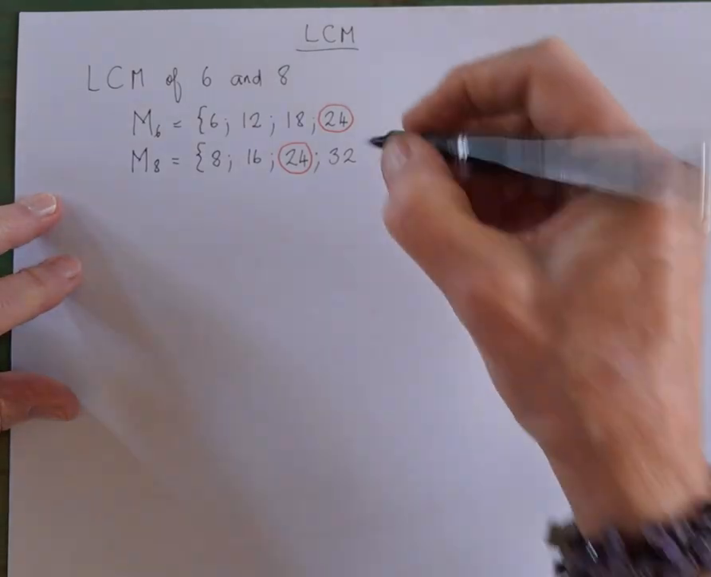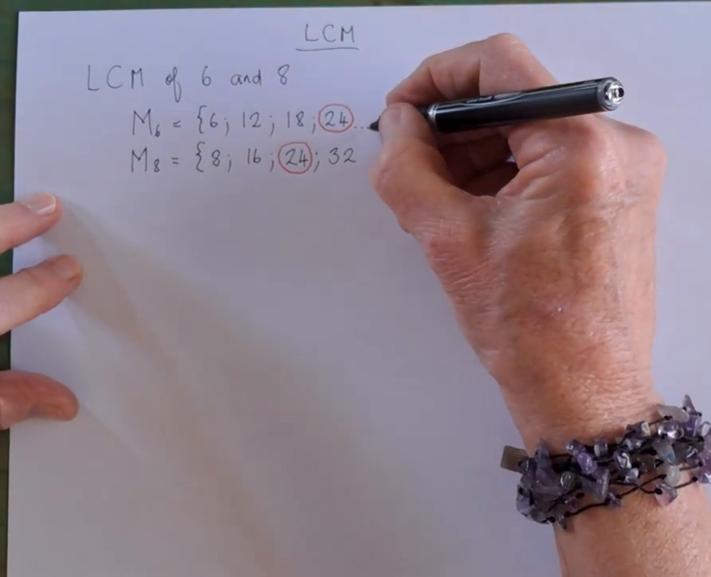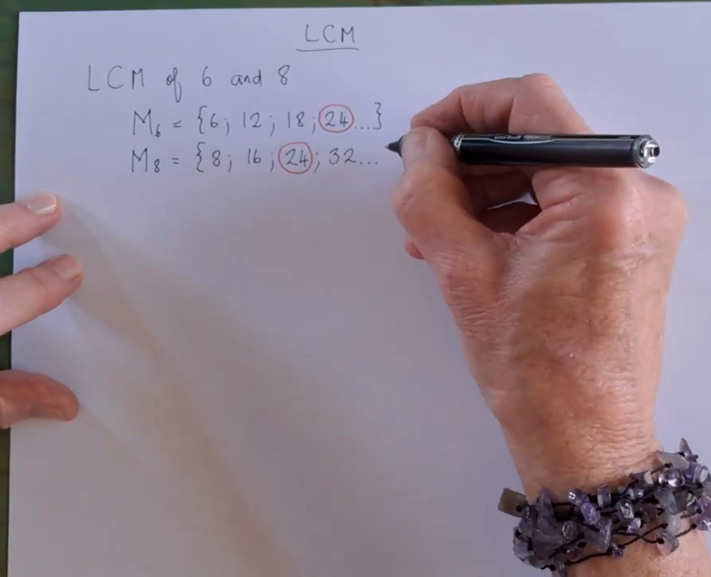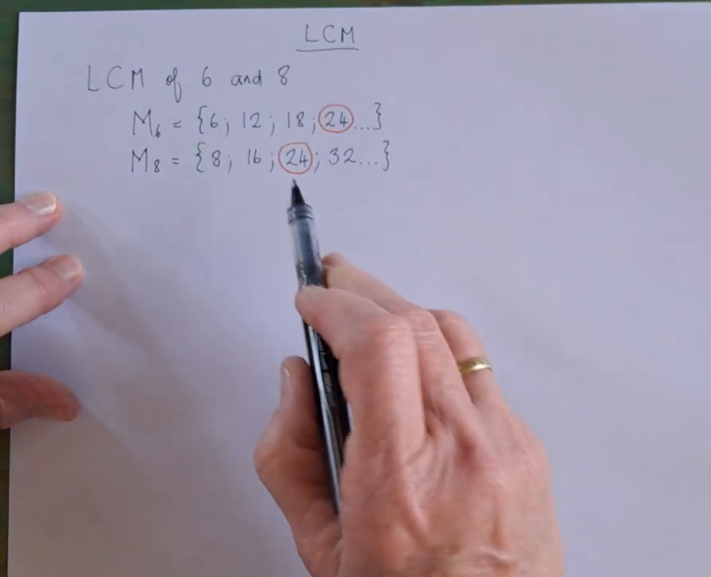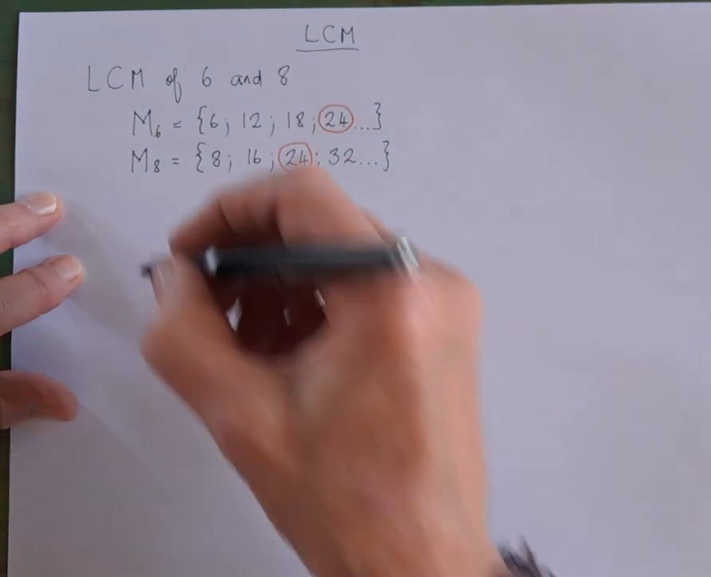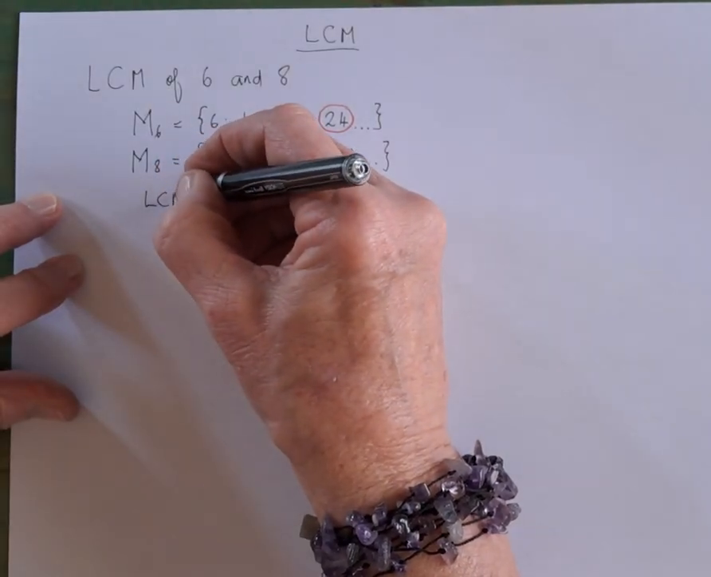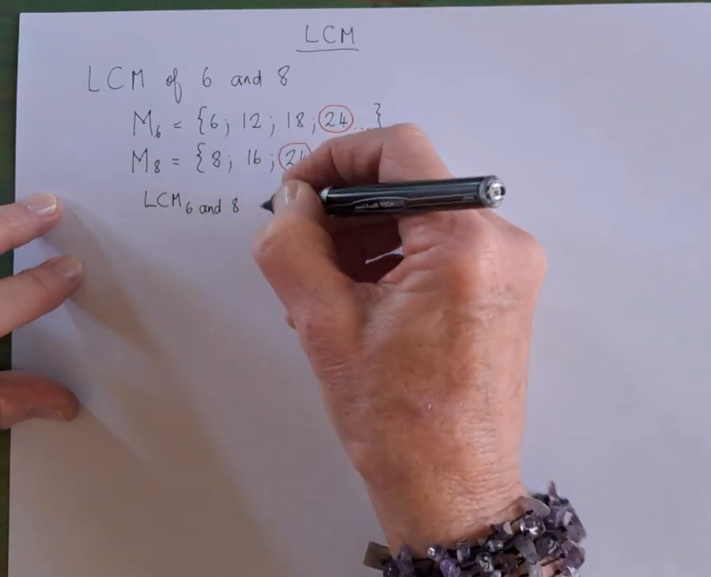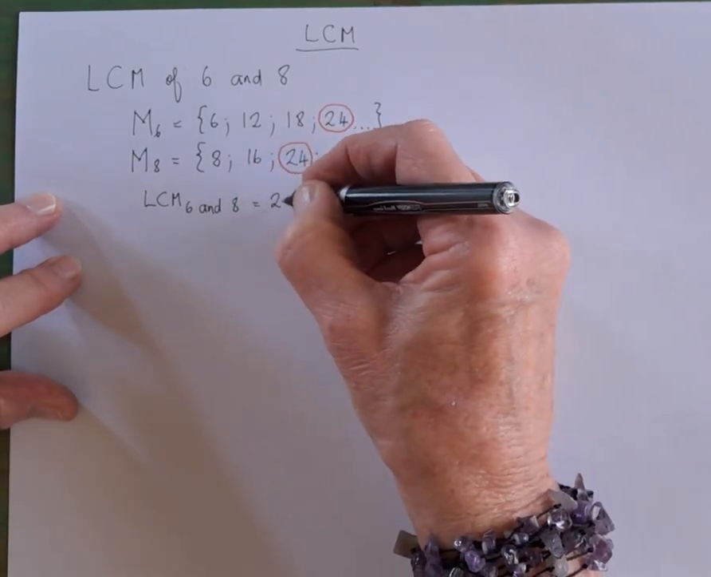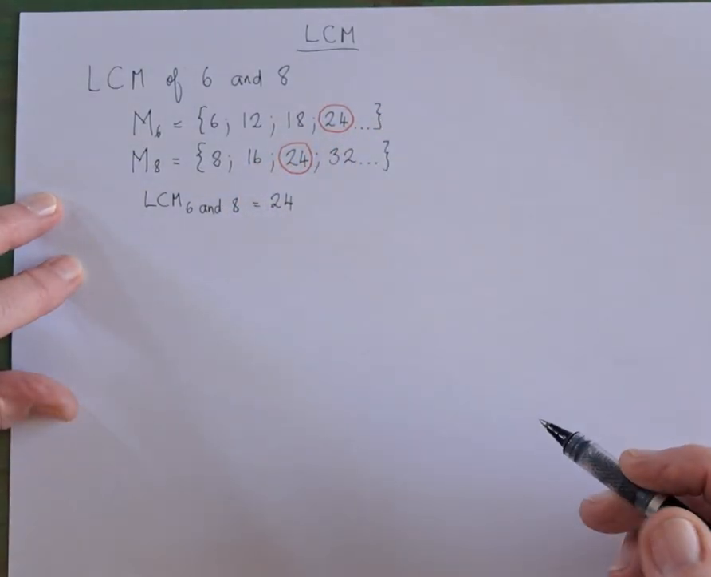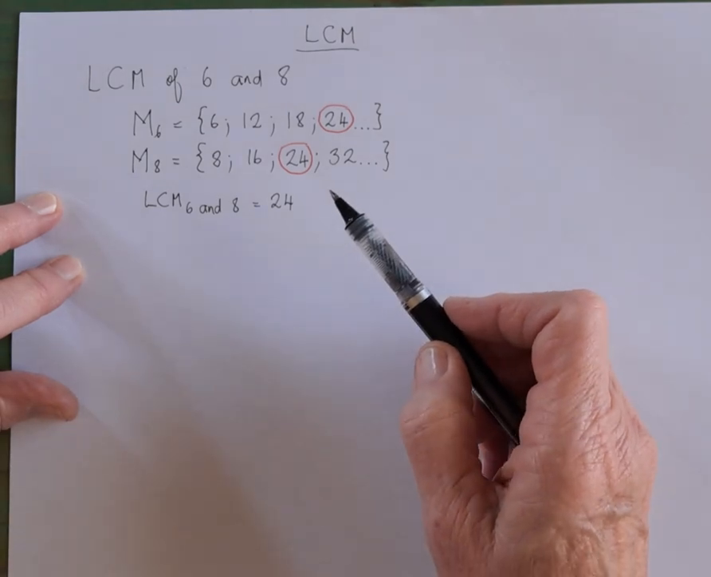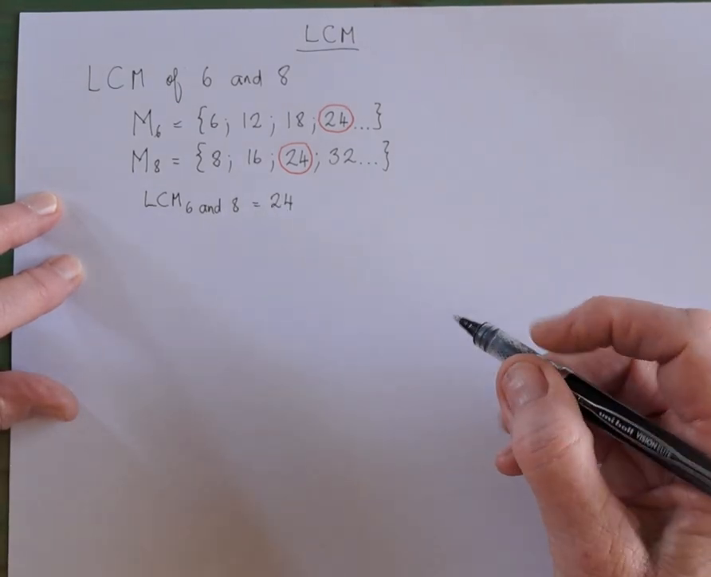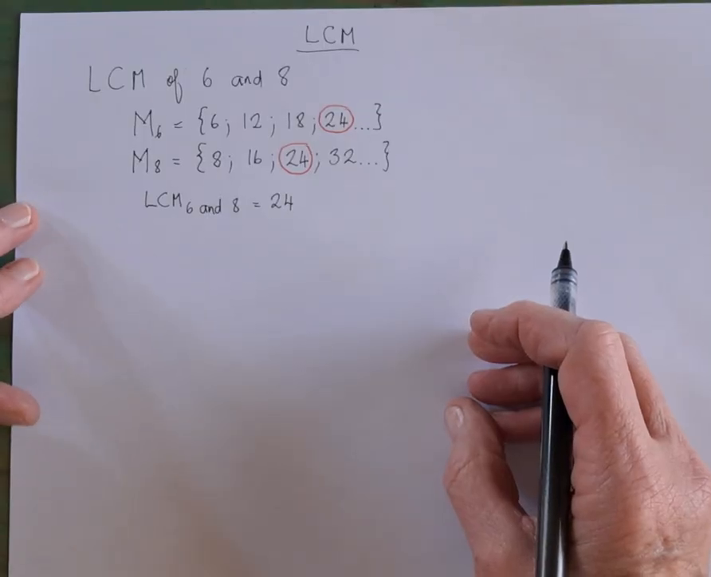So if we want to get technical, we could show that this set of numbers goes on to infinity and this set of numbers goes on to infinity. But the most important thing is that we found the lowest common multiple of 6 and 8 is equal to 24. In other words, what we found out is that the smallest number that 6 and 8 can both divide into without a remainder is 24.